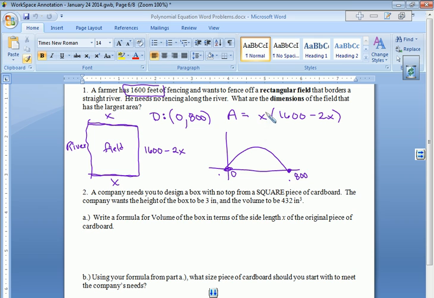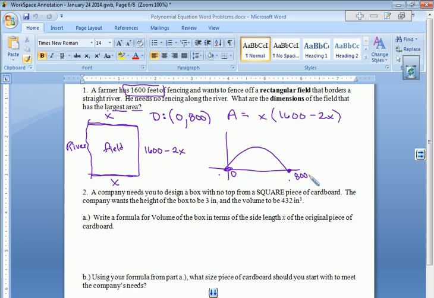All right, so here's our equation. And now, let's go back to what we're trying to answer here. What are the dimensions of the field that give us the largest area? Well, look at this little graph I made. What's represented by my horizontal axis?